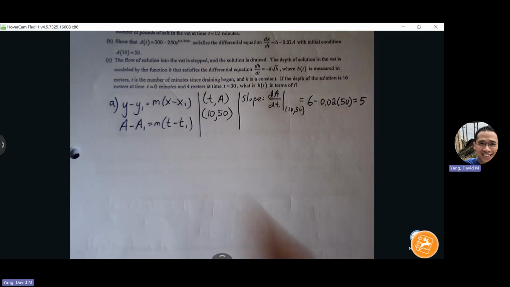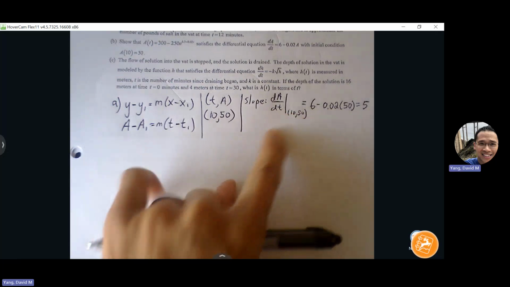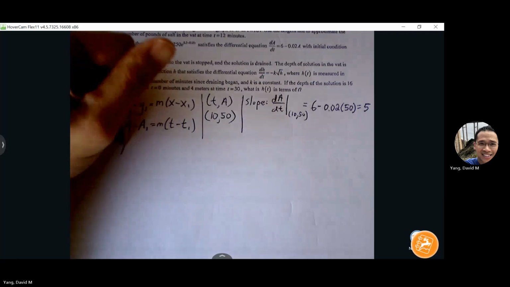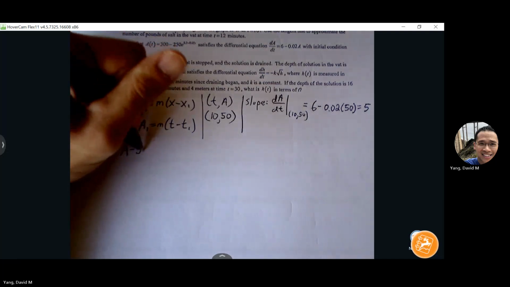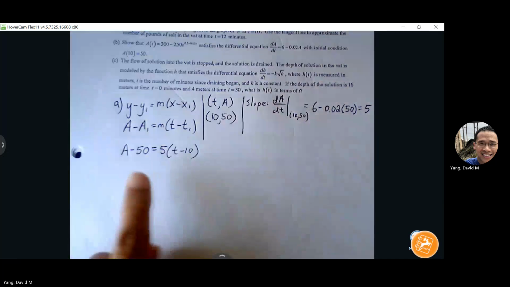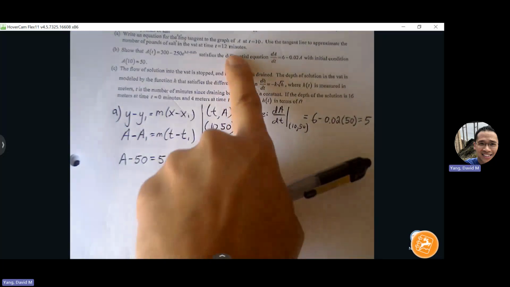Okay, we can build our tangent line equation from here, right? We have our order pair, we have our slope. Solve for A, and then we can plug in that decimal or plug in that 12 for our approximation.